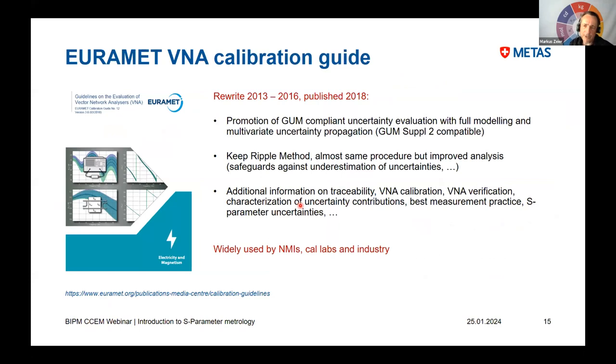Another thing which was also important in that respect was the rewrite of the EURAMET VNA calibration guide, because the old guide was promoting the ripple method I was mentioning before. But we had a European project from 2013 to 2016, and we received some funding to do a rewrite of that guide. In the new version, which was published in 2018, the GUM-compliant uncertainty evaluation with full modeling and multivariate uncertainty propagation, as described in GUM Supplement 2, is promoted. We kept the ripple method because there was a bit of a debate, and there are still many people using it. We don't want to change much of the procedure, but maybe we can improve the analysis a bit to safeguard against the underestimation of uncertainties.